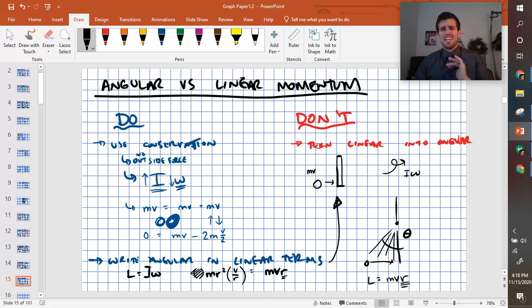But it's not linear turning into angular. The linear still exists. I can just describe it as angular by multiplying by r. So if this still exists, we still have linear. If this still exists, we still have angular. This did not turn into that. We've just found a new way to write angular momentum by using some of the more linear variables. So hopefully that helps.